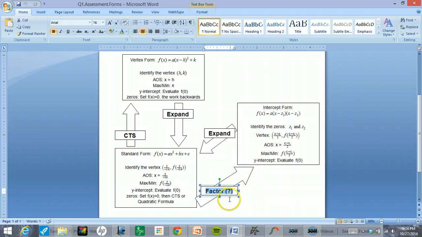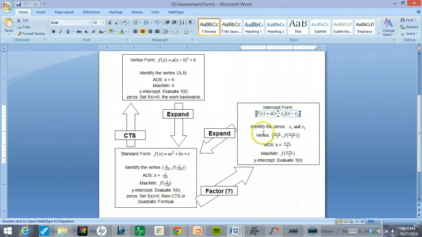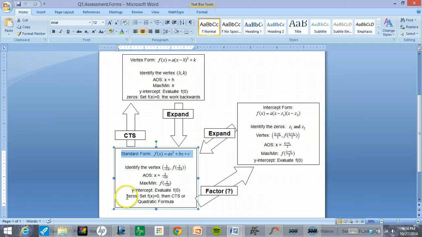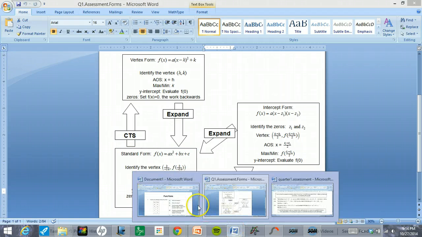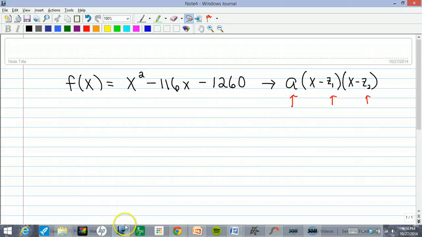I do want to take a quick second and say that intercept form gives you the zeros. Think about this. If you start in standard form and then find the zeros using the quadratic formula, you could just substitute them in here. But using the quadratic formula takes a lot more time than factoring. So if something factors, that's going to be the most direct route. So let's see if this factors.